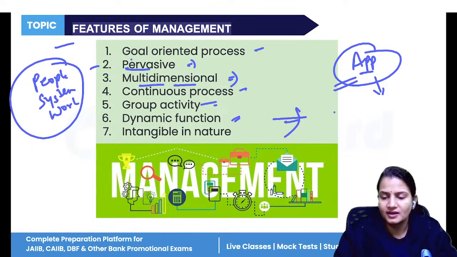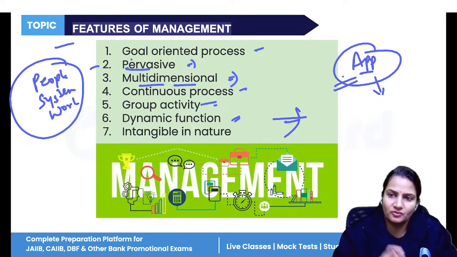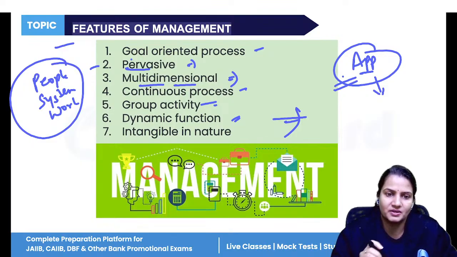Dynamic function is what? That is, everything changes very quickly within a fraction of seconds. So we also need to be dynamic. We also have to adopt the dynamicity of the organization and the environment. So as and when the environment is changing, we also have to change the methods.